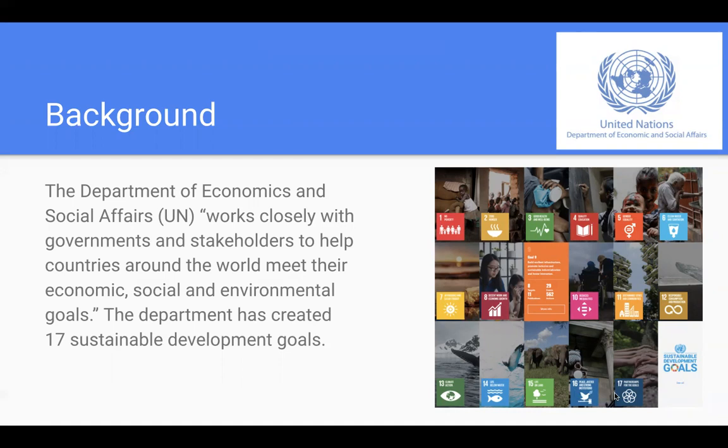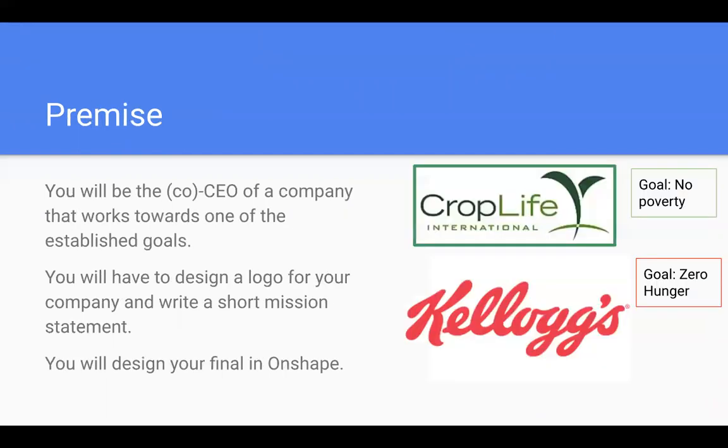So I have used these to come up with a project where you will be a company that works towards one of the established goals. For example, there's CropLife International. This is a company that works towards the goal of no poverty. And Kellogg's, a very famous cereal company, actually works towards the goal of zero hunger. So these are respectively the first and second sustainable goals.